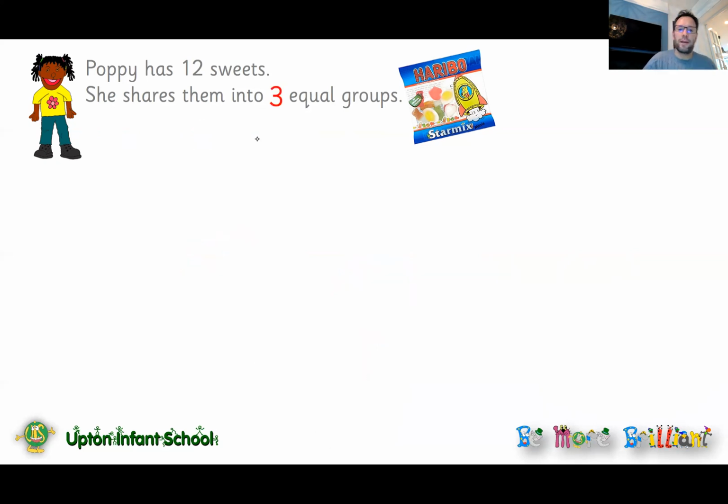Okay, on to our next question. So we're going to keep with Poppy and her 12 sweets, but this time she is going to share them into 3 equal groups. So the first thing we need to do is to write out that number sentence. Do you think you could jot that down at home, please? So 12 sweets shared into 3 equal groups. What's the number sentence?